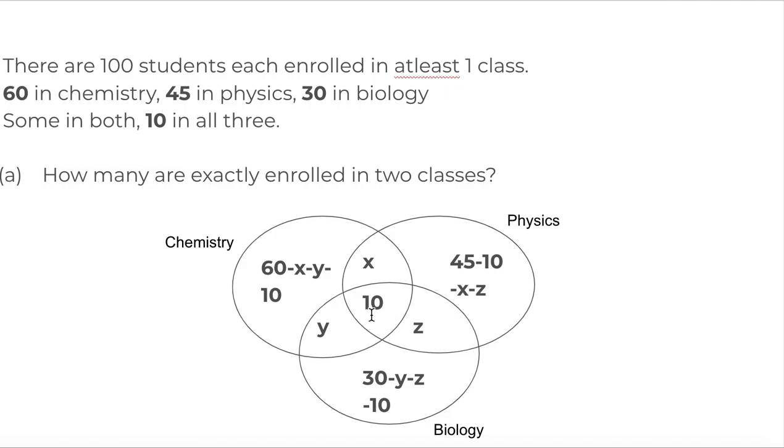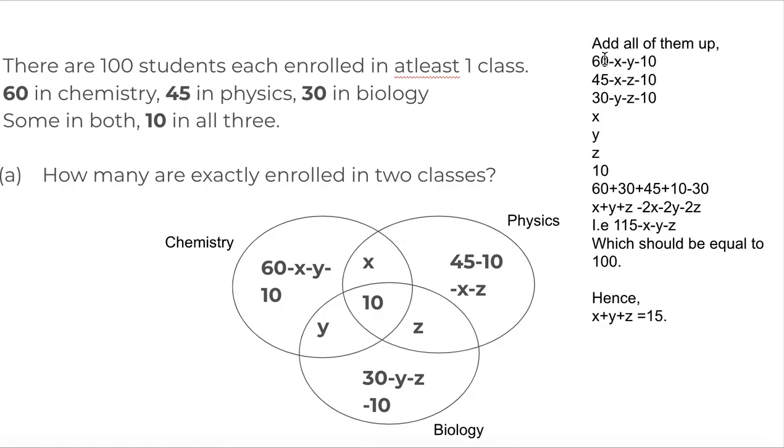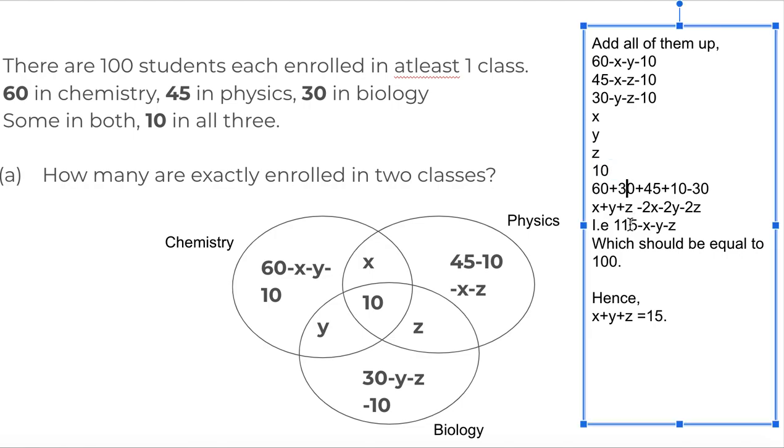Now when I add all of them, they need to be equal to 100 because there are a total of 100 students. So I add all of them up: 60 minus x minus y minus 10, 45 minus x minus z minus 10, 30 minus y minus z minus 10, x, y, z, 10. I get 115 minus x minus y minus z, which should be 100. Hence x plus y plus z is 15. And so there are 15 students who are exactly enrolled in two classes, right?